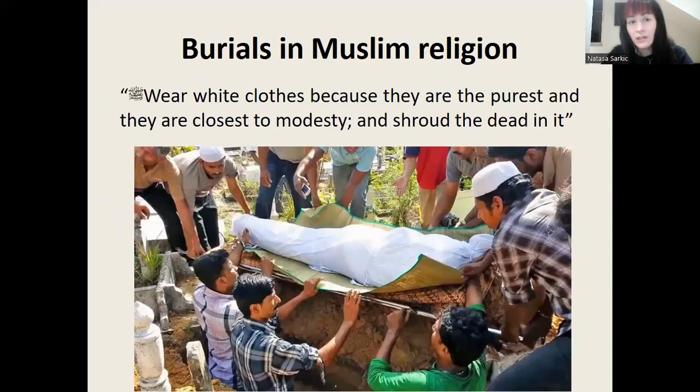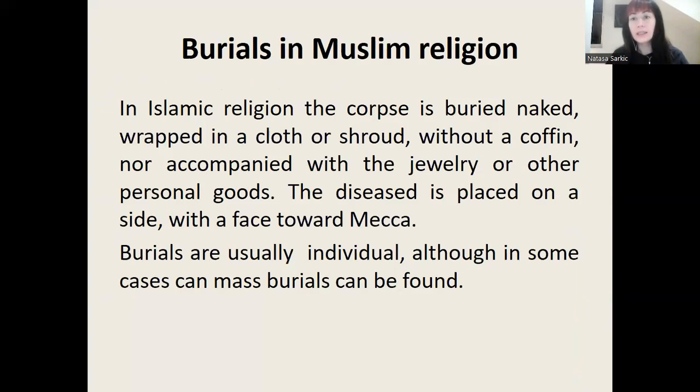In the Muslim religion, the person has to be buried only with a white shroud or some textile, and without any kind of burial goods, not even personal objects. So it is the most modest burial possible. The corpse should be naked, wrapped in cloth or a shroud, without a coffin and without any kind of jewelry, as I said.